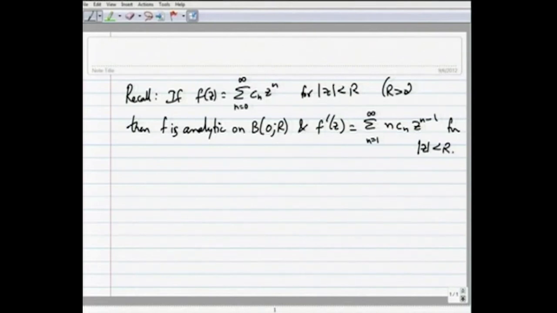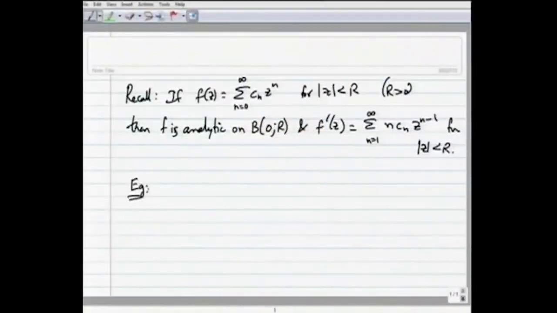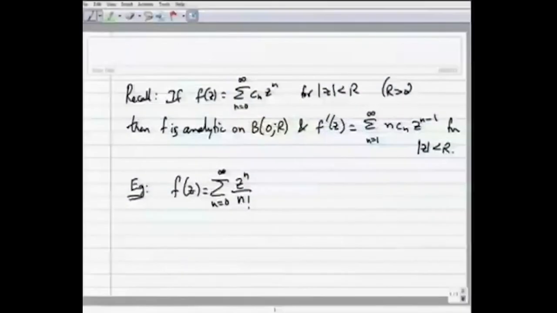So, the differentiation of the power series is differentiating it term by term and then summing up within the radius of convergence. So, that we have seen last time. As an example we will see the following. If we consider the power series f of z equals sigma n equals 0 through infinity z power n by n factorial, then we will show that this is the power series expansion for the exponential function e raised to z.